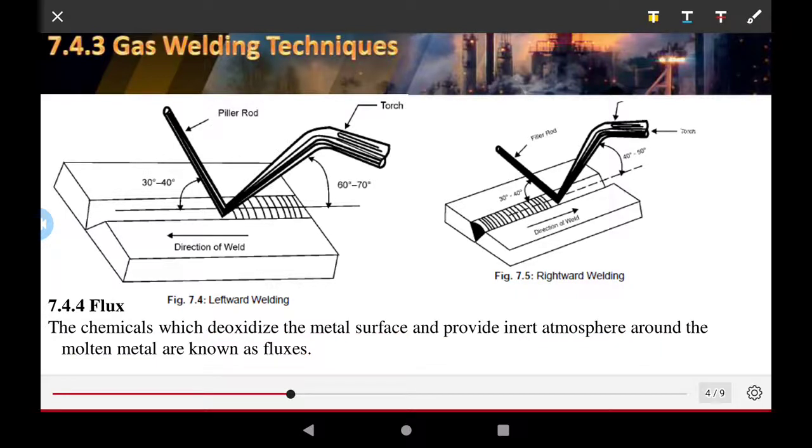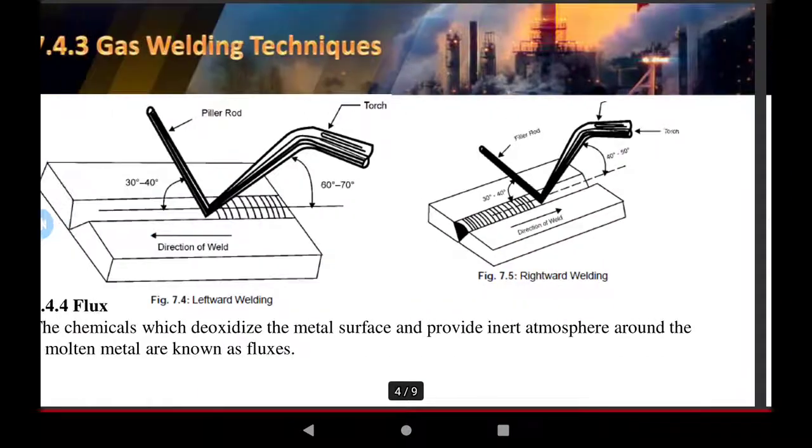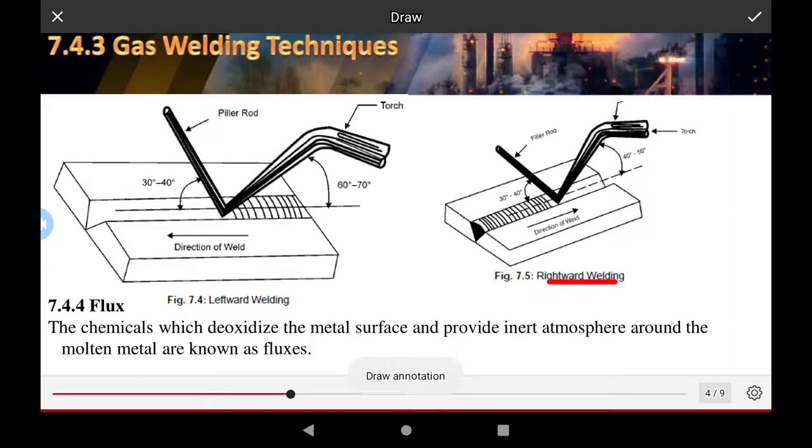Another diagram. This is rightward welding. Rightward welding starts from this end of the workpiece, in the direction of the weld. The angle of the torch in rightward welding is 40 to 50 degrees. This is the tip of the torch, and this is the filler rod.